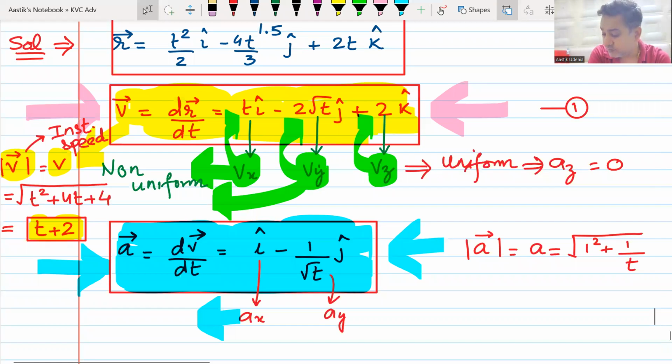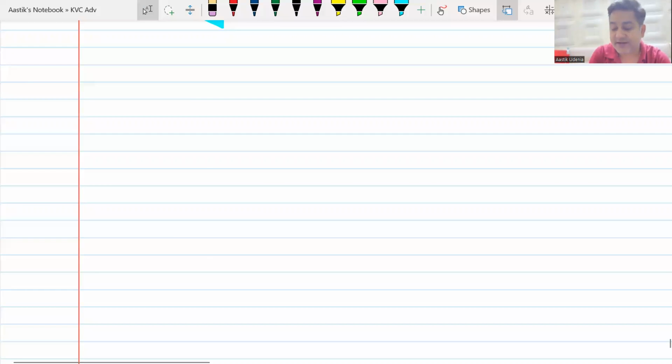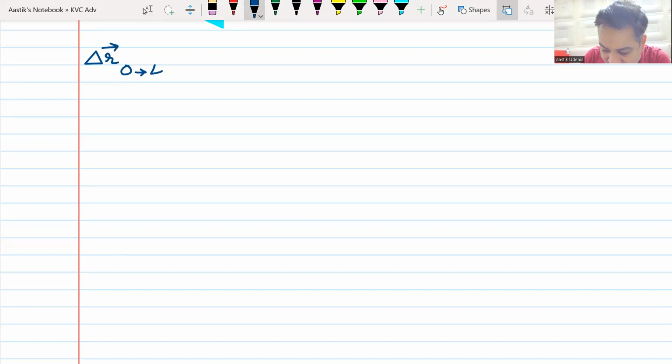Now let us move and find the next thing. What was the next thing? We had to find out the displacement of the particle, delta r vector, from 0 to 4 seconds. So how will I find this displacement first?